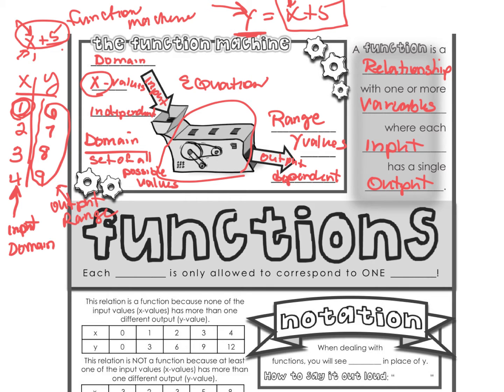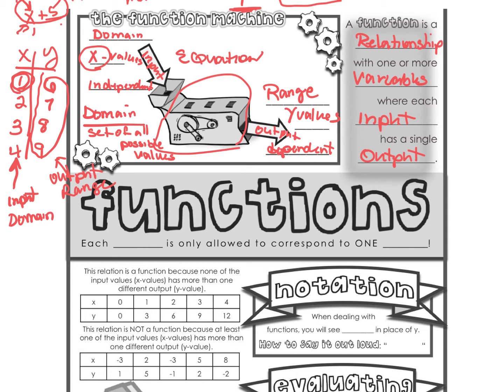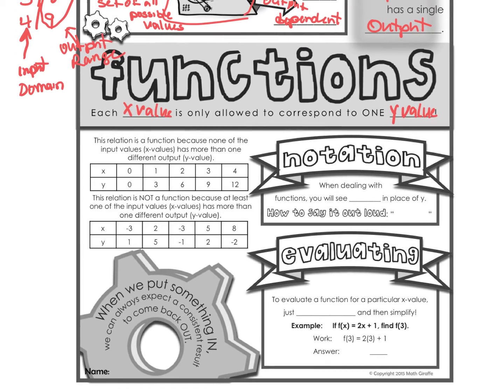So for instance, what that means is, oh, wait a minute. I'm trying to make sure that the notes are matching with what I'm saying, okay? So it says for each x value is only allowed to correspond to one y value. Okay? So what that means is here on this page right here. This relation is a function because each x has only one y.